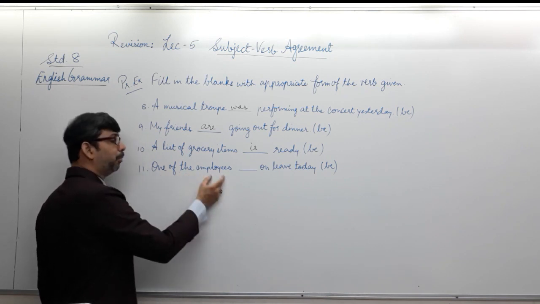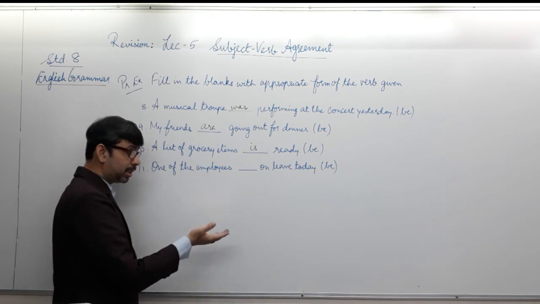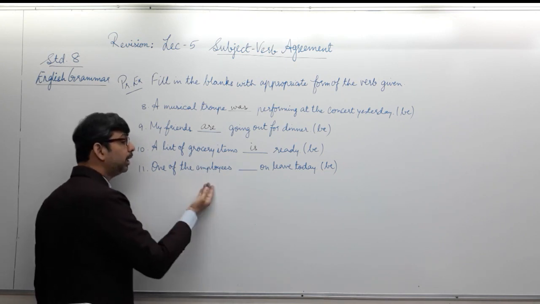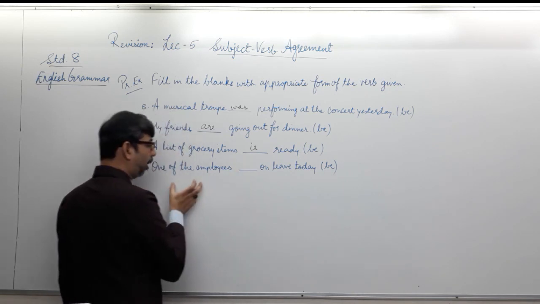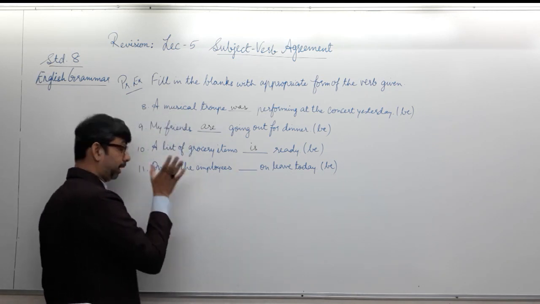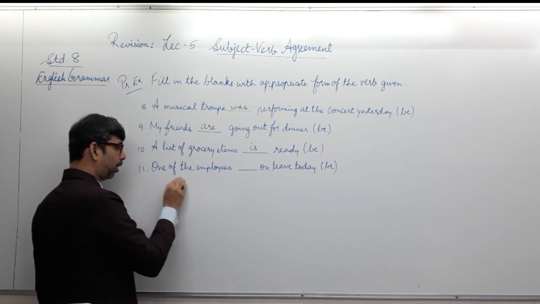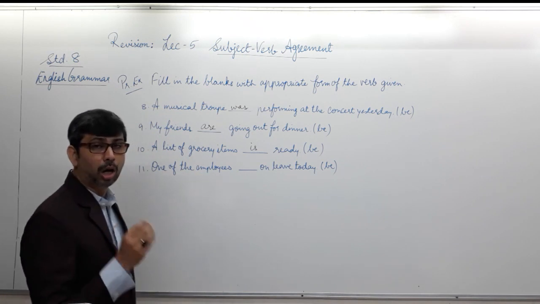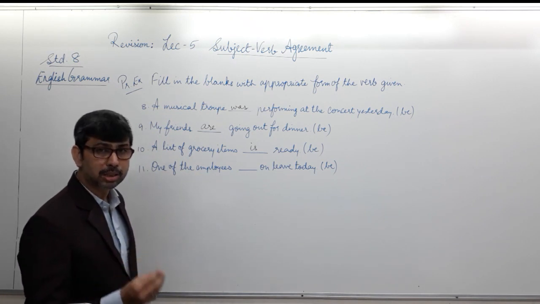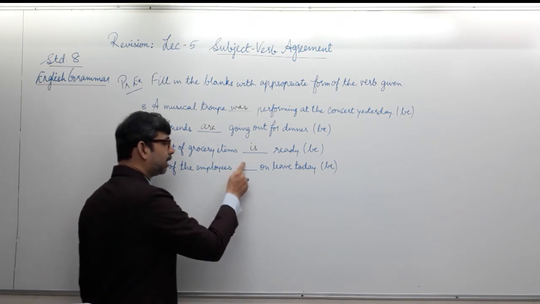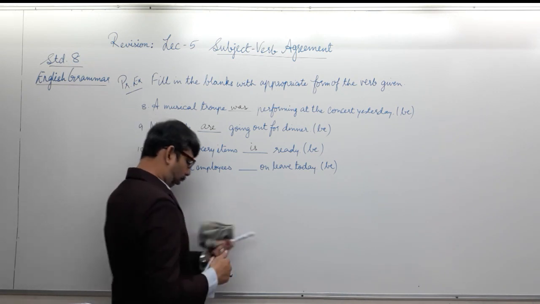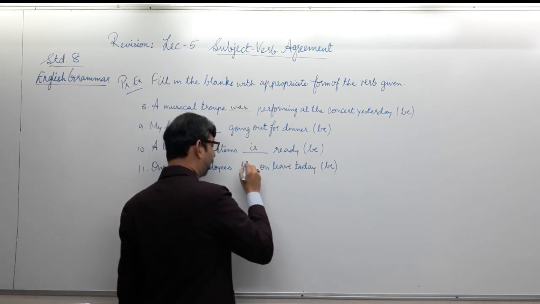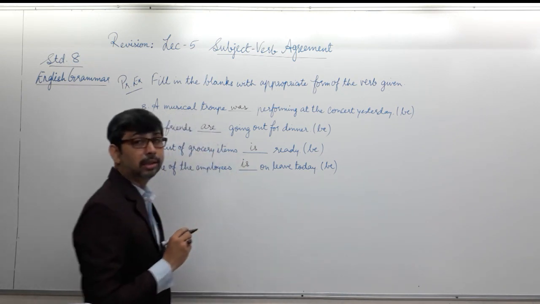One of the employees. We're not saying all the employees. If the sentence was all the employees, then you would have used over here a plural verb, because we are having a plural subject. Here the subject, when we say one of the employees, refers to a singular entity, a singular subject. Hence, we will wisely choose over here a singular verb and write one of the employees is on leave today and not are on leave today.